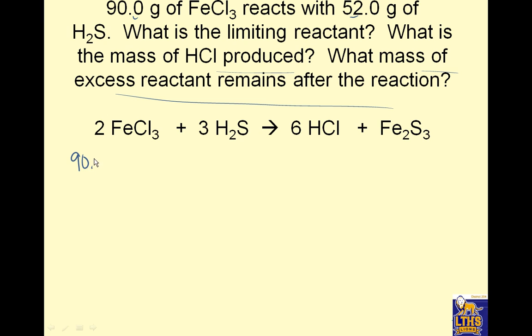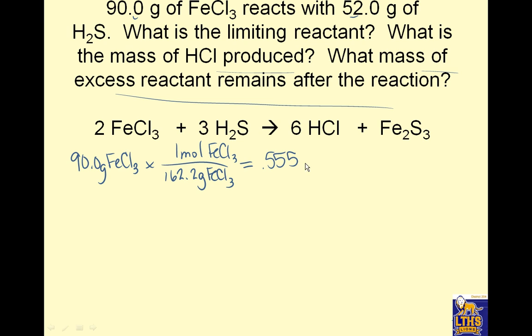Okay, so step 1, change grams of each reactant into moles. Boom. Okay, and so there is 162.2 grams. Where am I getting 162.2 grams? Well, I checked the periodic table, found 3 chlorines, added together, found an iron, added it, and here we go. I find out that if I'm using 90 grams, I'm going to have 0.555 moles of FeCl3.